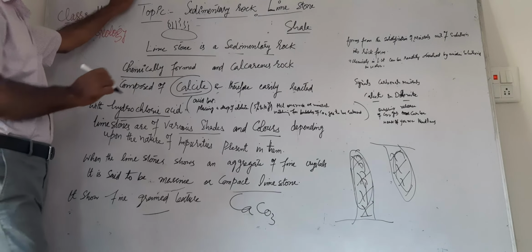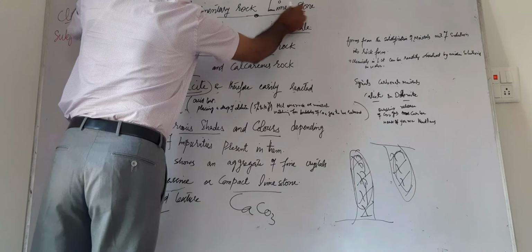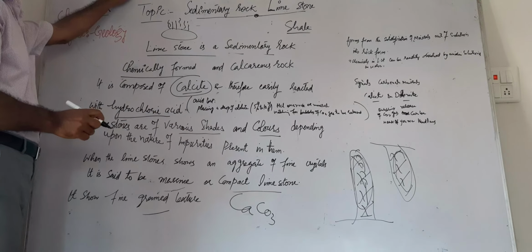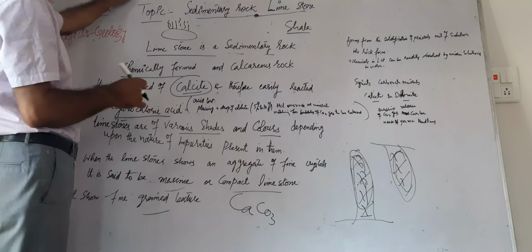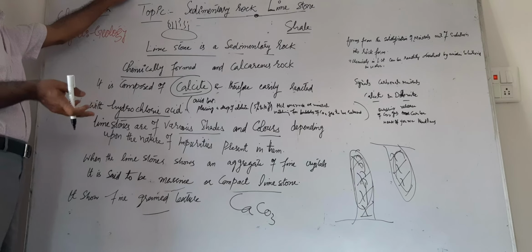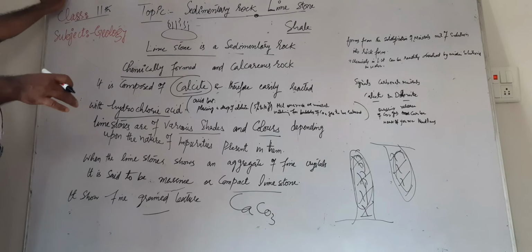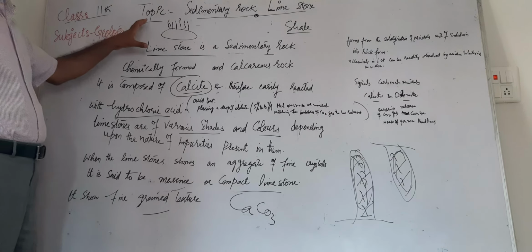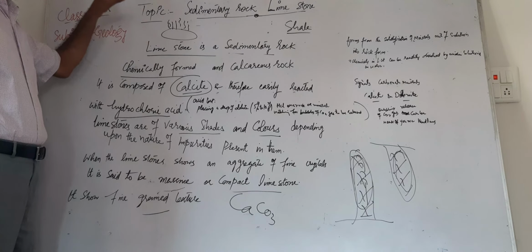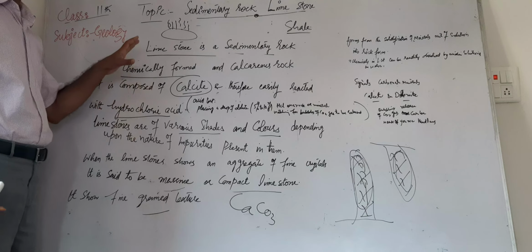So this was regarding this simple topic, limestone as a sedimentary rock, or we can say limestone as one of the examples of a sedimentary rock. Limestone is no doubt a sedimentary rock which is chemically formed. Some rocks are no doubt mechanically formed. This sedimentary rock, limestone, is chemically formed. So it's an easy topic to understand and was a very simple topic. This was all about limestone.